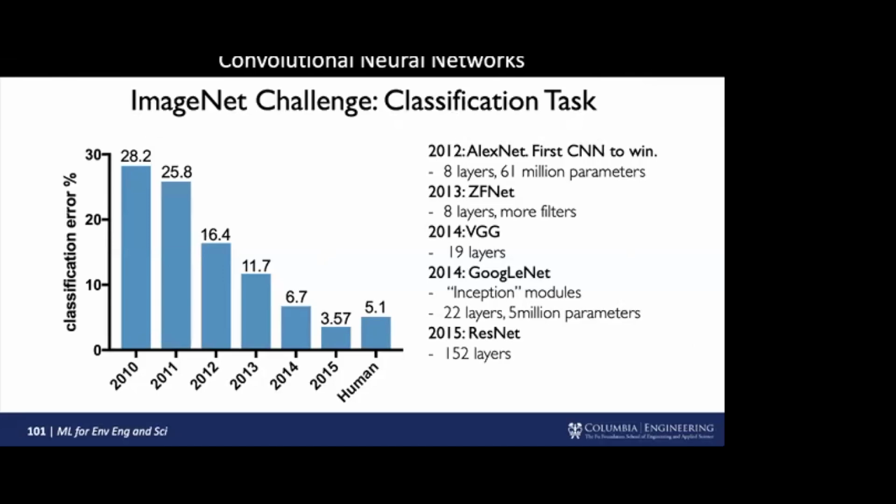Now, after that, progress accelerated. ZFNet improved AlexNet by using more filters. And VGG showed that deeper networks, up to 19 layers, performed even better. GoogleNet introduced new architecture ideas with fewer parameters, and ResNet made it possible to train very deep neural networks, over 150 layers. By 2015, CNNs achieved an error rate lower than human performance on this task. See, only 3%. This timeline shows how advances in CNN architecture directly translated into better real-world performance.